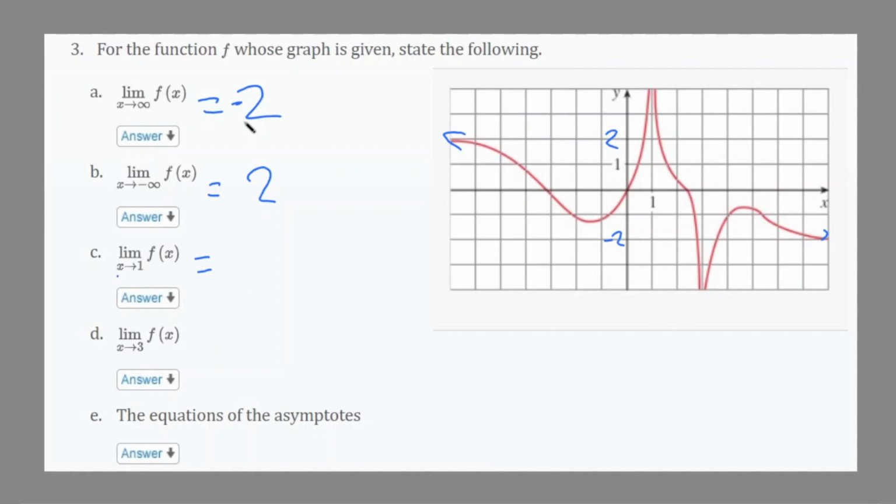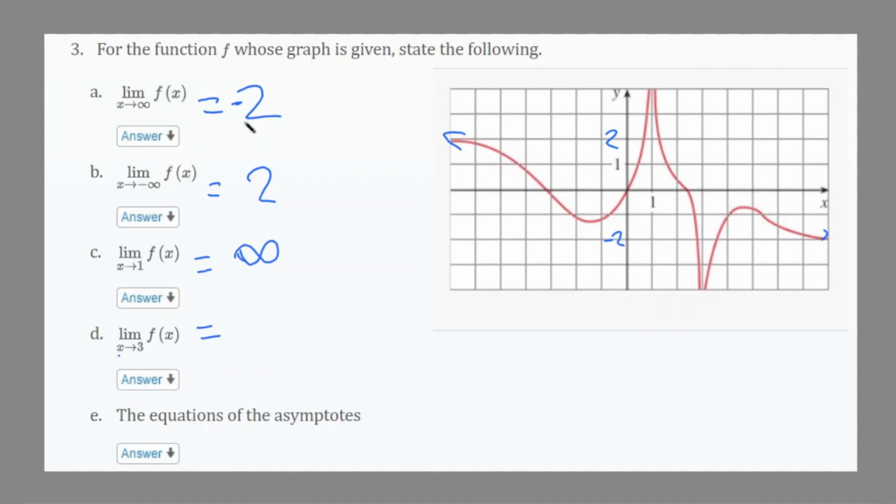For c, as x goes to 1, what is the function value? At x equals 1, we can see that the graph has a vertical asymptote. So we could say the function value as x goes to 1 is infinity. Going back to continuity, this wouldn't be a continuous function, but the limit would be the same. The limit would exist, but it would be discontinuous because the limit from the left and the right side are the same, but x equals 1 in itself isn't defined.